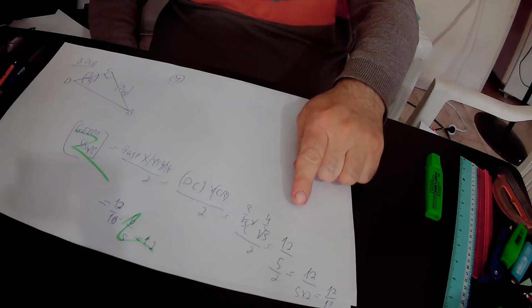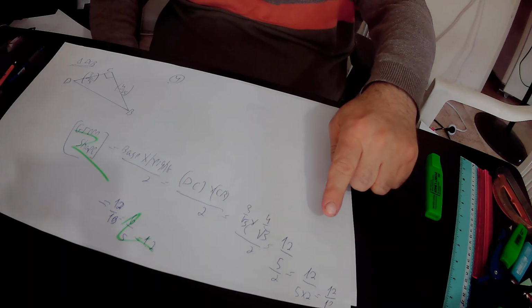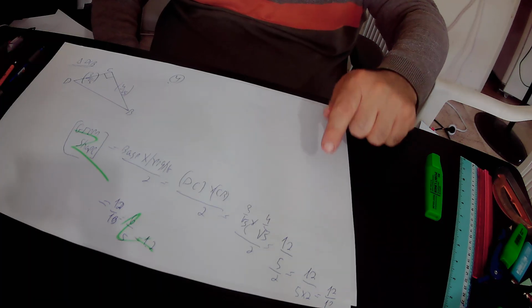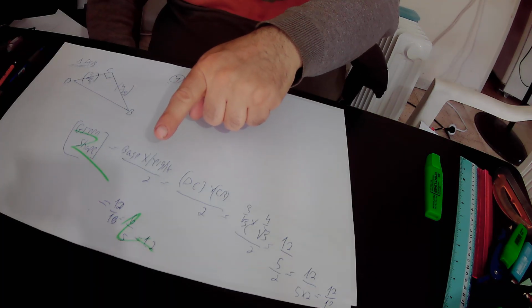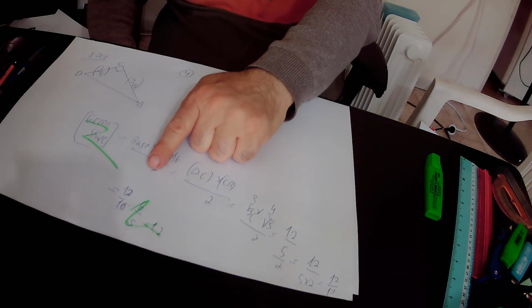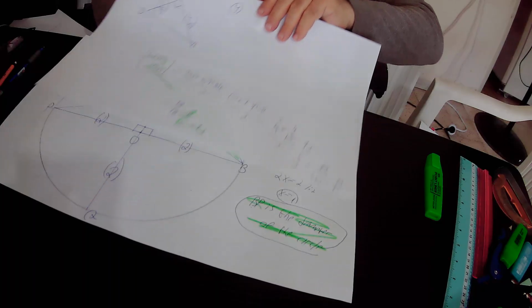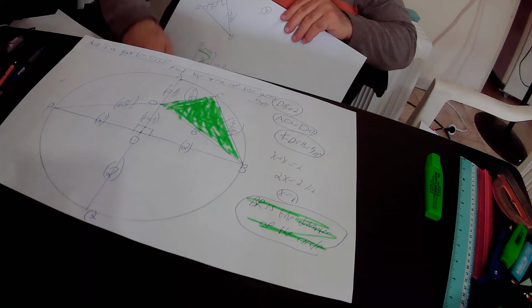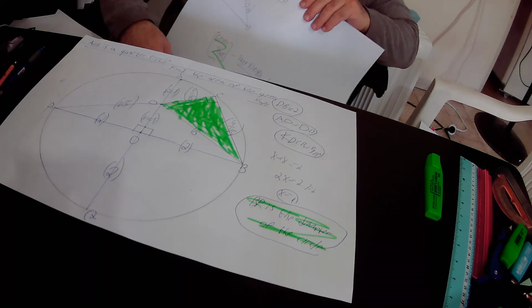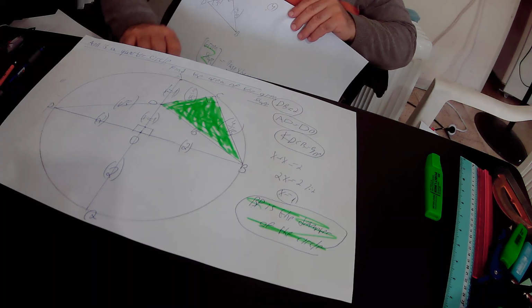3 times 4 is 12. Square root of 5 times square root of 5 is 5, divided by 2. 12 over 5 over 2 is 12 over 5 times 2. 5 times 2 is 10, so the area of this green shape equals 12 over 10. We divided both the numerator and the denominator of this expression by 2. 12 over 2 is 6, and 10 over 2 is 5. So we found that the area of this green shape, which is the area of the right triangle DCB, equals 6/5 square units, or in decimal terms, 1.2 square units. Okay, thank you very much.